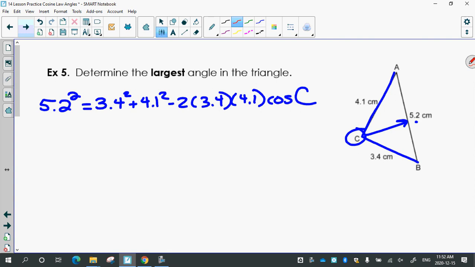Subtract. So we're going to subtract 3.4 squared on both sides and subtract 4.1 squared on both sides. Okay, so that's our next first step. And then do that on your calculator. Don't forget to square them. And that gives you negative 1.33.